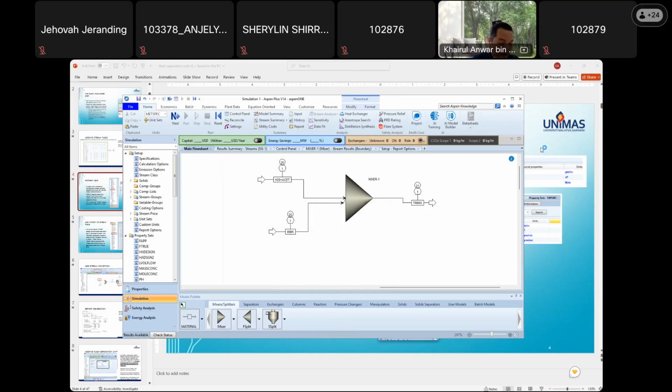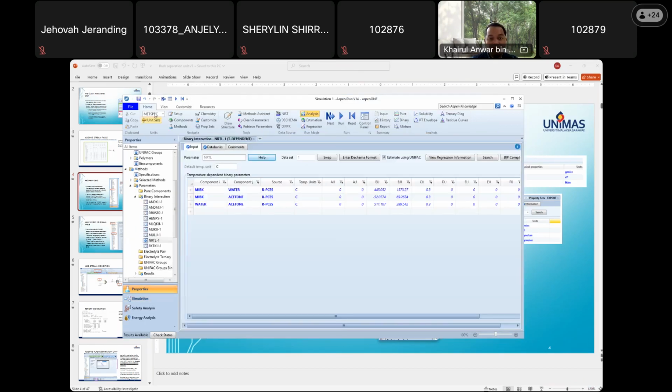So the report is in text format or notepad format like this. This is the report for block mixer one. How about properties? It's the same. See the report. Or you can write this.